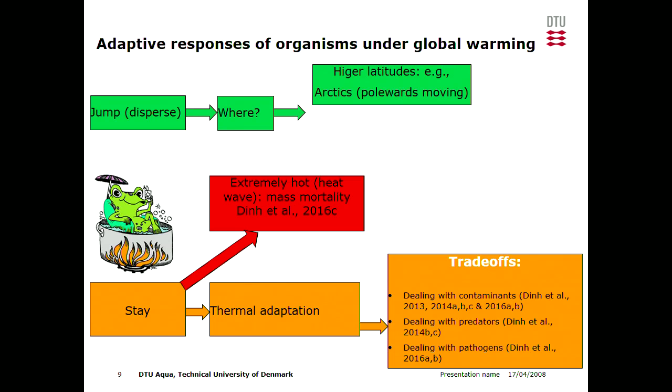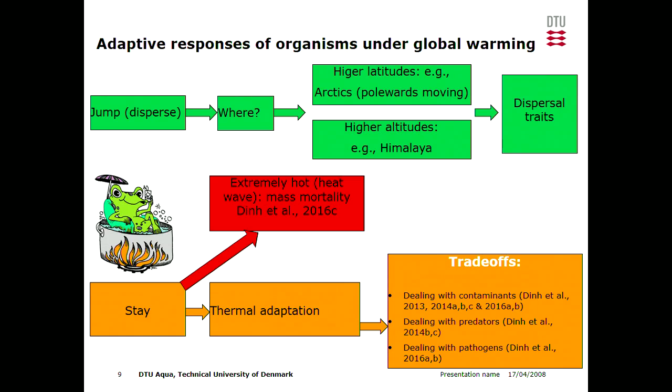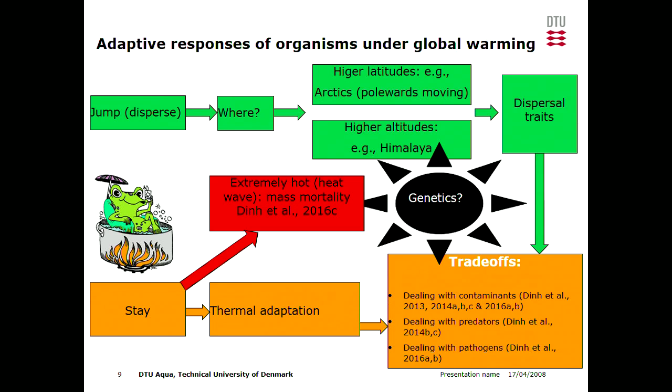Many studies show that they move to higher latitudes or higher altitudes. Then for migrations, they have to invest more in dispersal traits, like longer wings. And the same question applies: if they invest more in something, they may have less energy for something else. And what about the genetics behind the trade-off or different investment?